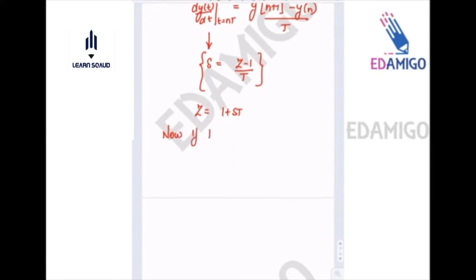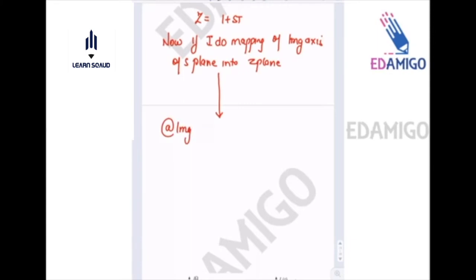If I do the mapping of the imaginary axis of the S plane into the Z plane, so what will happen? At the imaginary axis we have s equals sigma plus j omega and sigma is equal to 0. So in the Z plane it will be 1 plus j omega T, and since omega goes from minus infinity to infinity, Z is equal to 1 plus j omega T.